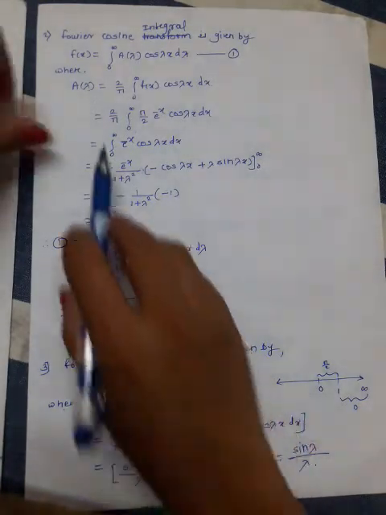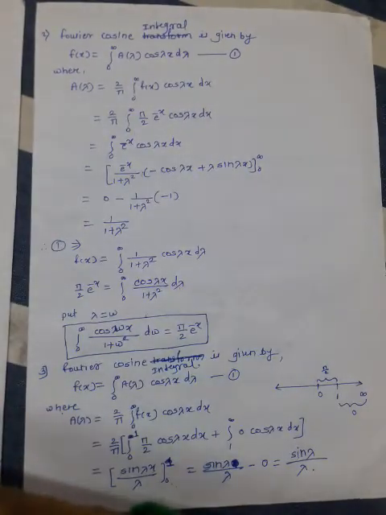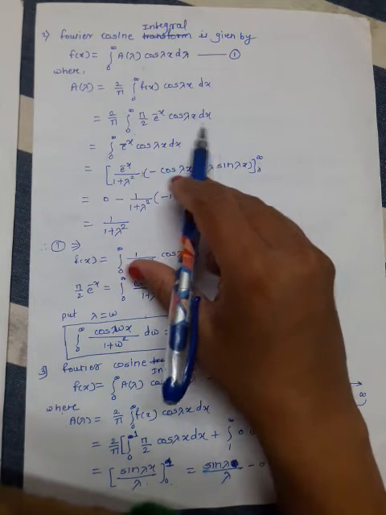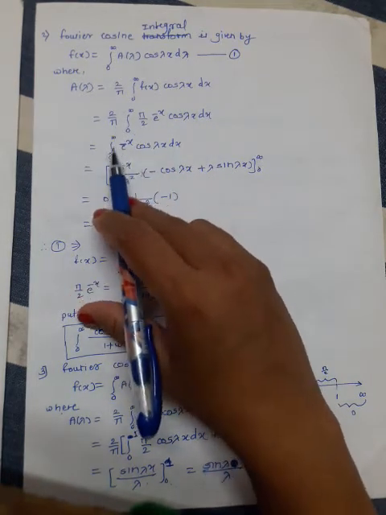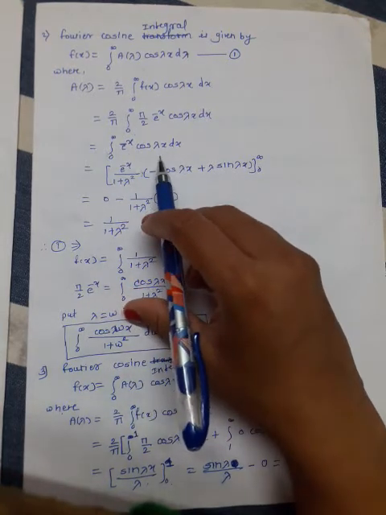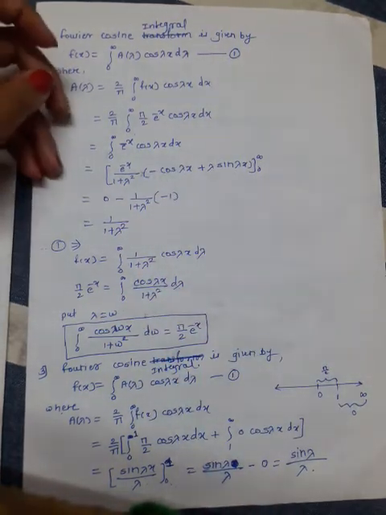Now let us see here, the integration is 0 to infinity f(x), and we put the value pi by 2 e raised to minus x cos lambda x dx. The pi by 2 and the 2 upon pi get cancelled, leaving integration 0 to infinity e raised to minus x cos lambda x dx. Now we are going to use the formula here.